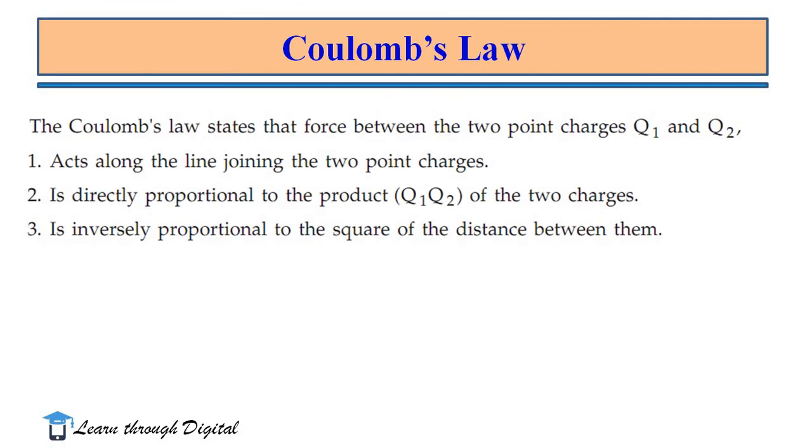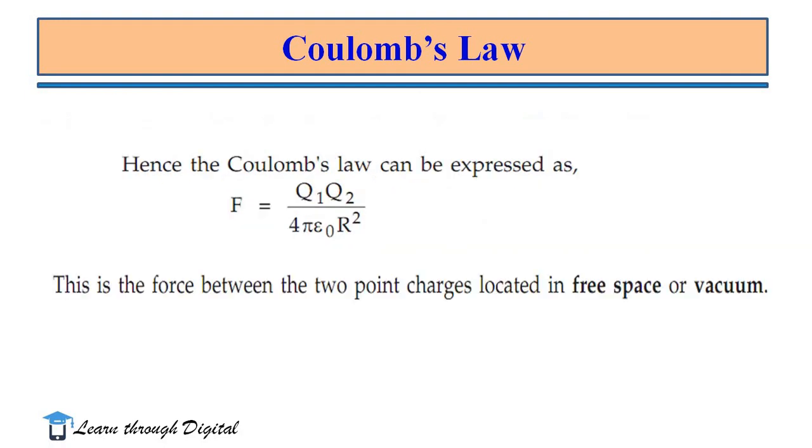Coulomb's law states that the force between two point charges Q1 and Q2 acts along the line joining the two point charges and is directly proportional to the product of Q1 and Q2 of the two charges, and also it is inversely proportional to the square of the distance between them. Mathematically, we can express Coulomb's law as F is equal to Q1 Q2 by 4 pi epsilon naught r squared. This is the force between two point charges which are located in free space or vacuum.